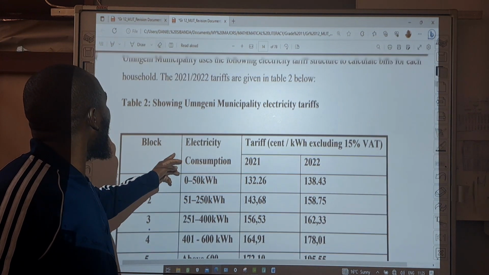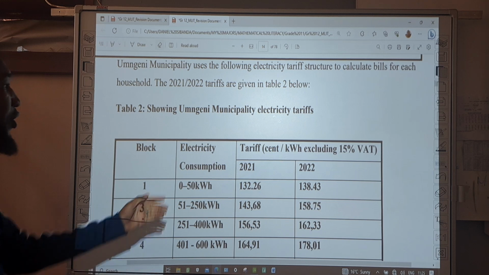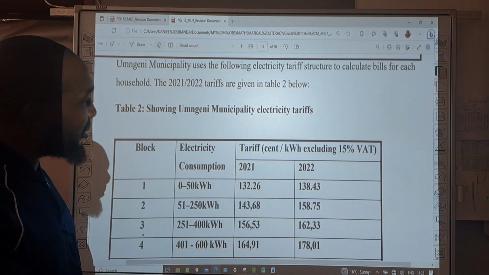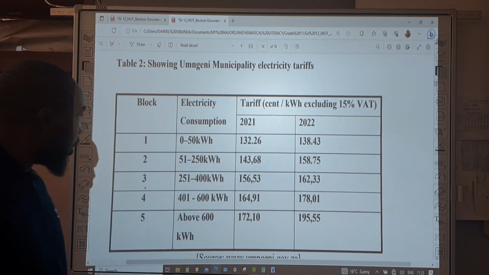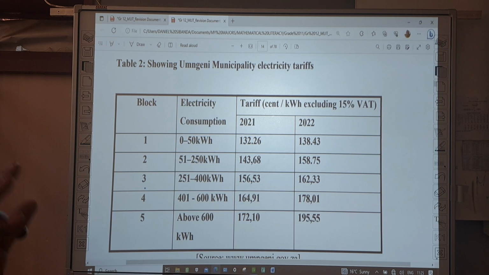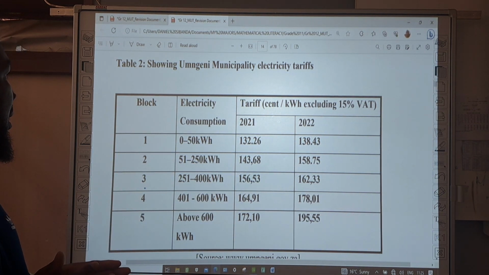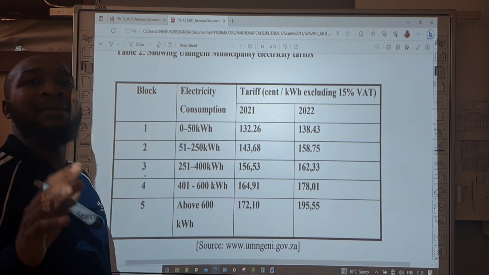Now, we have a situation where Umgeni municipality uses the following tariff table to calculate the bills of the households in their municipality. First things first, the emphasis is for you to look at your table before you start answering your questions.